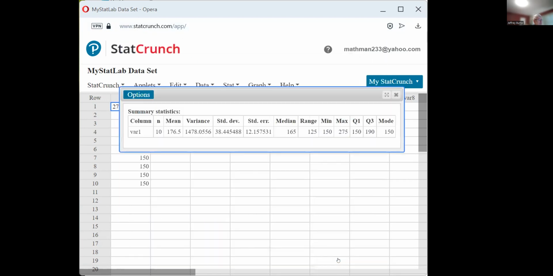Okay, so let's go ahead and click Compute. And then we can use this information here. So I'm going to record all the data at once.